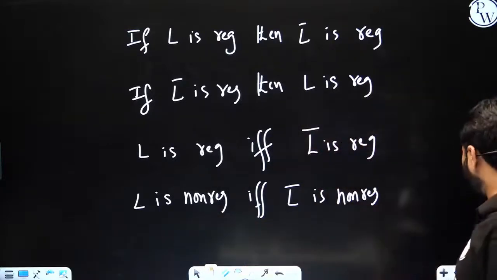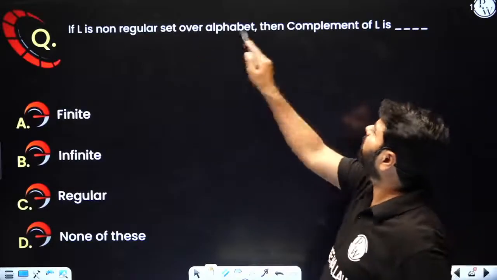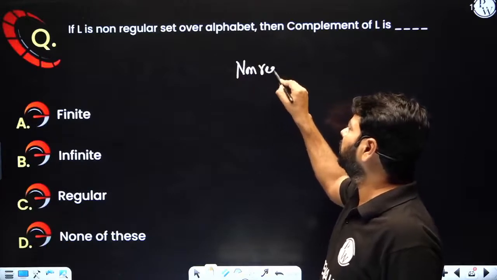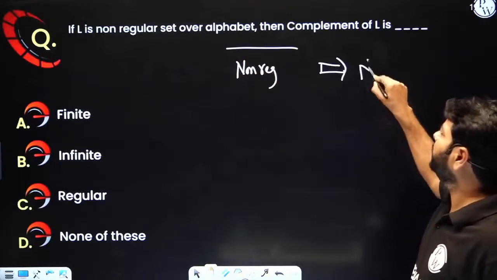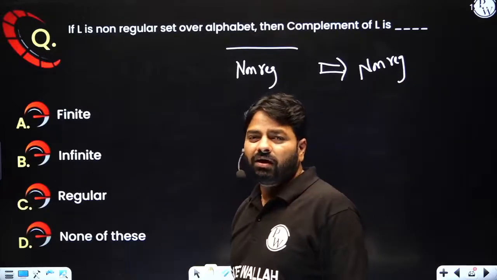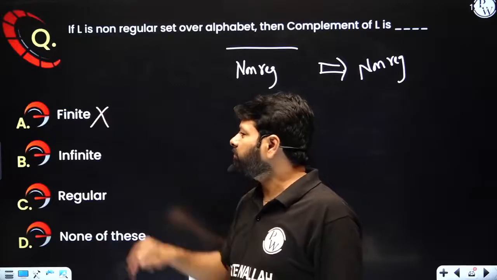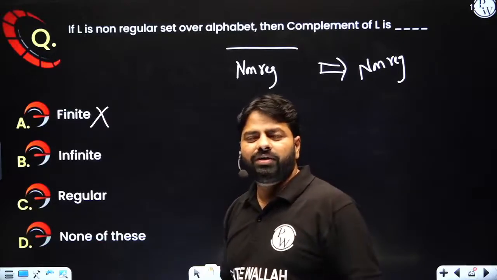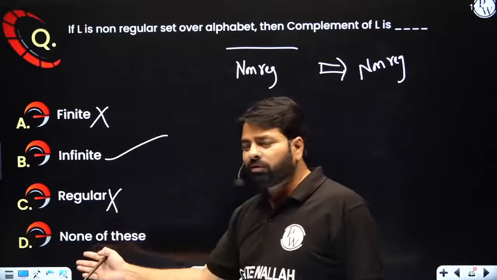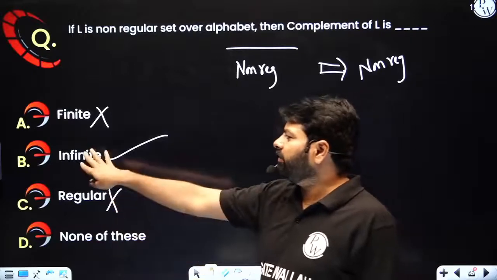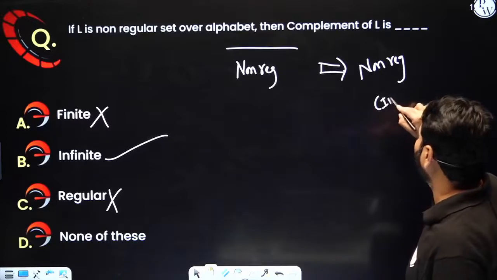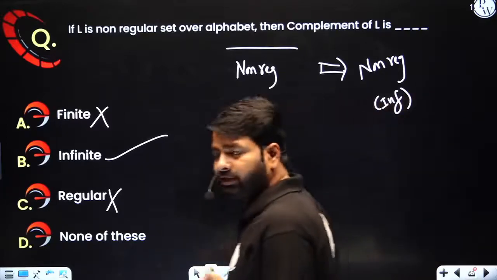But now a really interesting question. If L is non-regular, then L complement is definitely non-regular. So you take any non-regular, do the complement, and the result is always non-regular. So is it finite? Never. Non-regular is never finite, you know that. Is it infinite? No doubt. Every non-regular has to be infinite. And is it regular? No. In case you have one more option, non-regular, choose that. But infinite is also fine, because we know it is non-regular and definitely infinite. Every non-regular language over sigma is an infinite set.